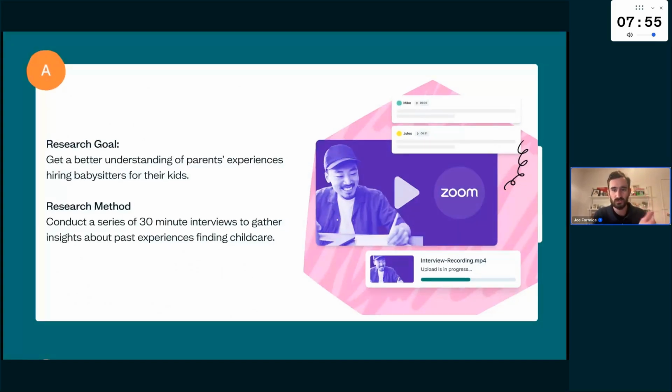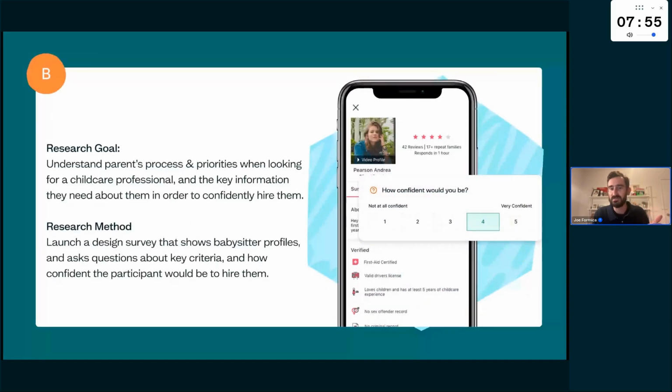Our first one, research plan A: getting a better understanding of parents' experiences hiring babysitters for their kids. The method being proposed to do that is to conduct a series of 30-minute interviews with parents to gather insights about their past experiences finding childcare or hiring a childcare professional. So the first one is deep dive interviews with parents to learn more about their process. The second one is a similar goal: understand a parent's process and priorities when looking for a childcare professional and the key information they need about them in order to confidently hire them.